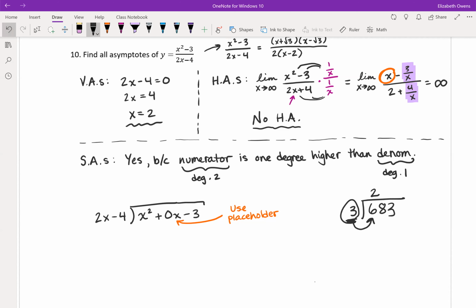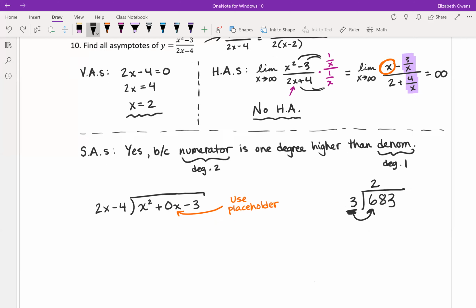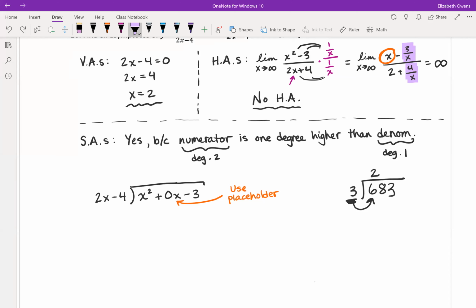So how we're going to use that here is saying, what do we have to multiply 2x by to get x squared? Think about that. What do you have to multiply 2x by to get x squared?